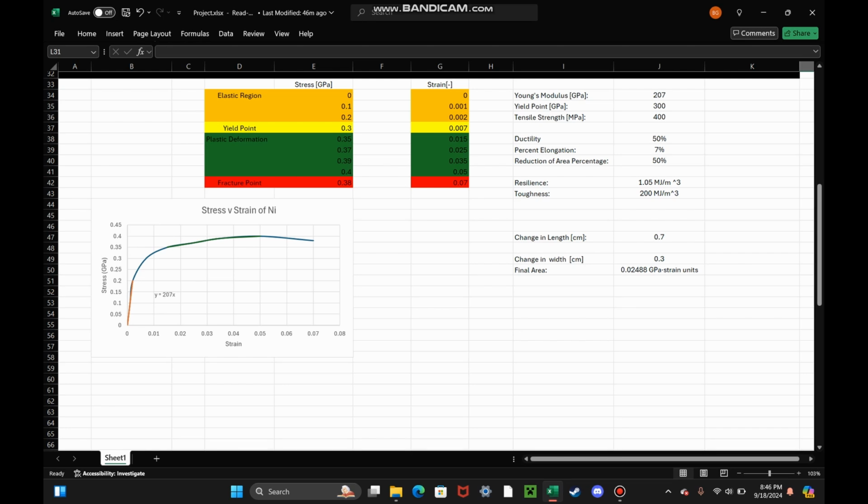The third region is the plastic deformation area, which starts at 0.35 gigapascals and ends at 0.40 gigapascals, or 0.015 to 0.05 strain units. And the final area is the fracture point, which is defined from 0.38 gigapascals and 0.07 in strain units. The change in length displayed on the graph is 0.07, 0.7, and the change in width is 0.3.